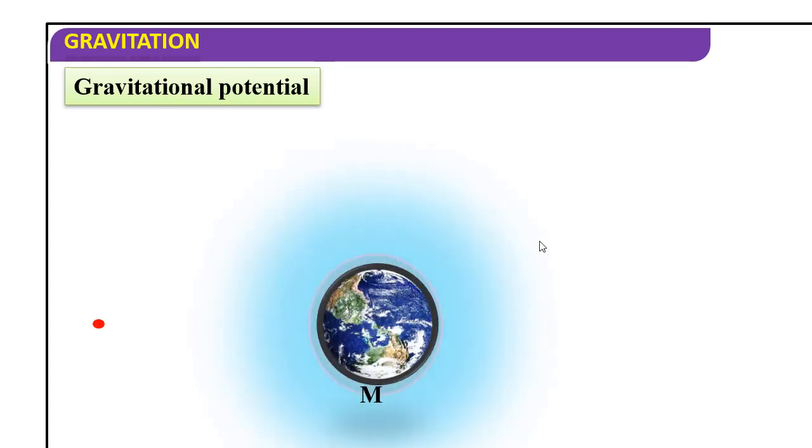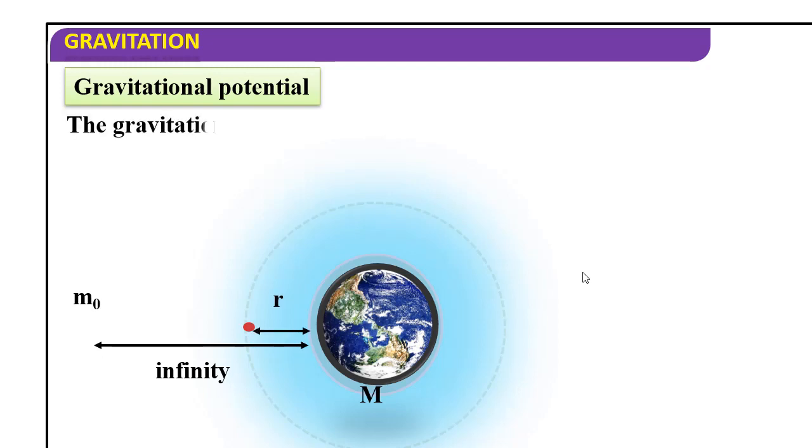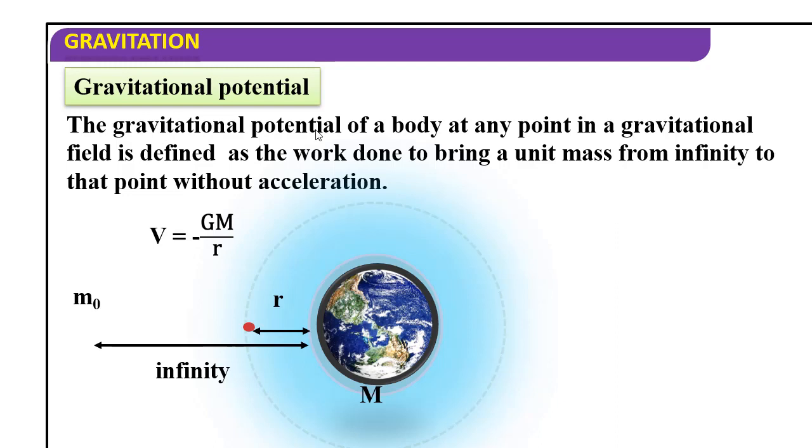Gravitational potential. So how to define potential? From infinity to some point. Some place here, infinity to this is the position. What is the potential? This is defined as minus GM by R. The gravitational potential of a body at any point in a gravitational field is defined as the work done to bring a unit mass from infinity to that point without acceleration. That is the definition. So work done from infinity to that point for unit mass. Okay.